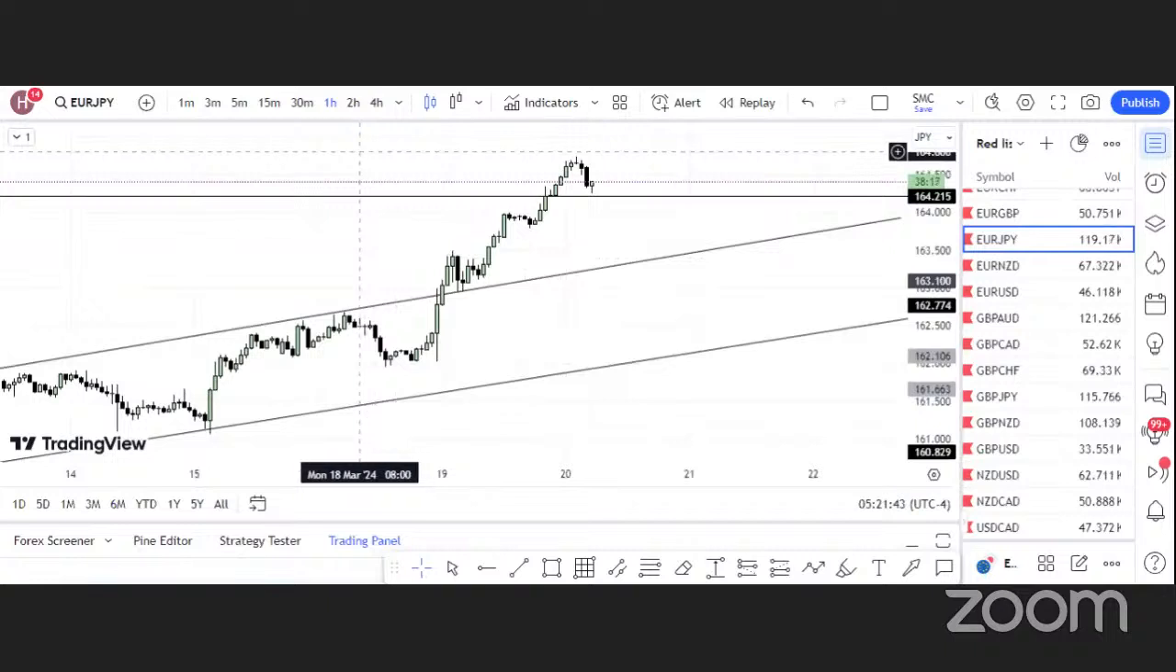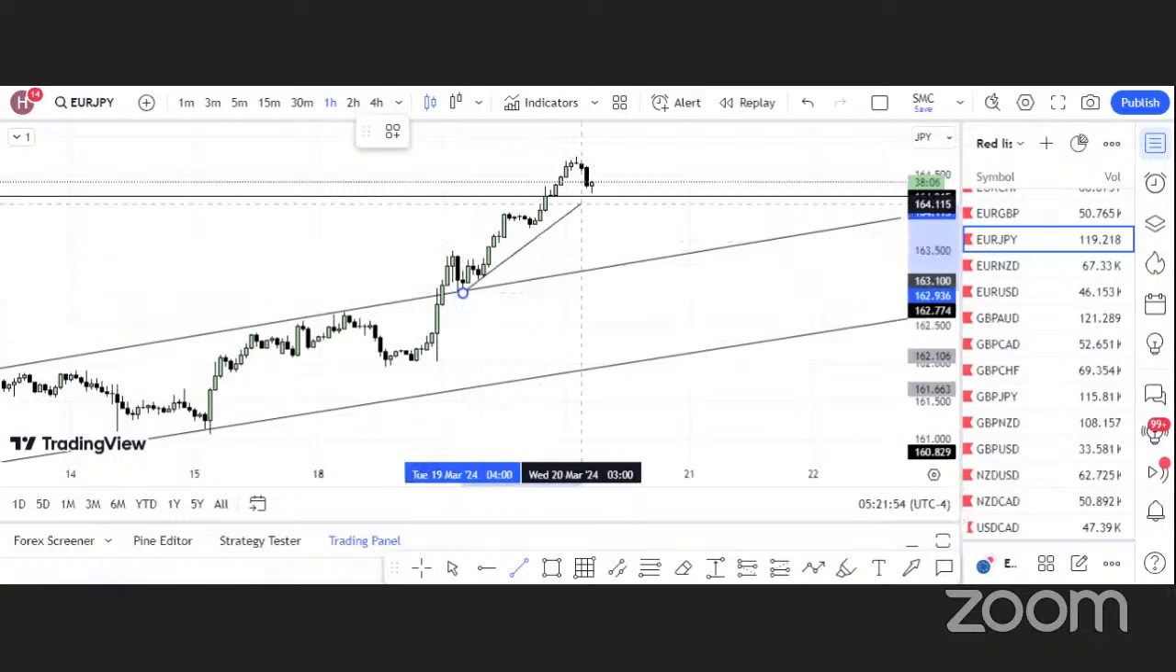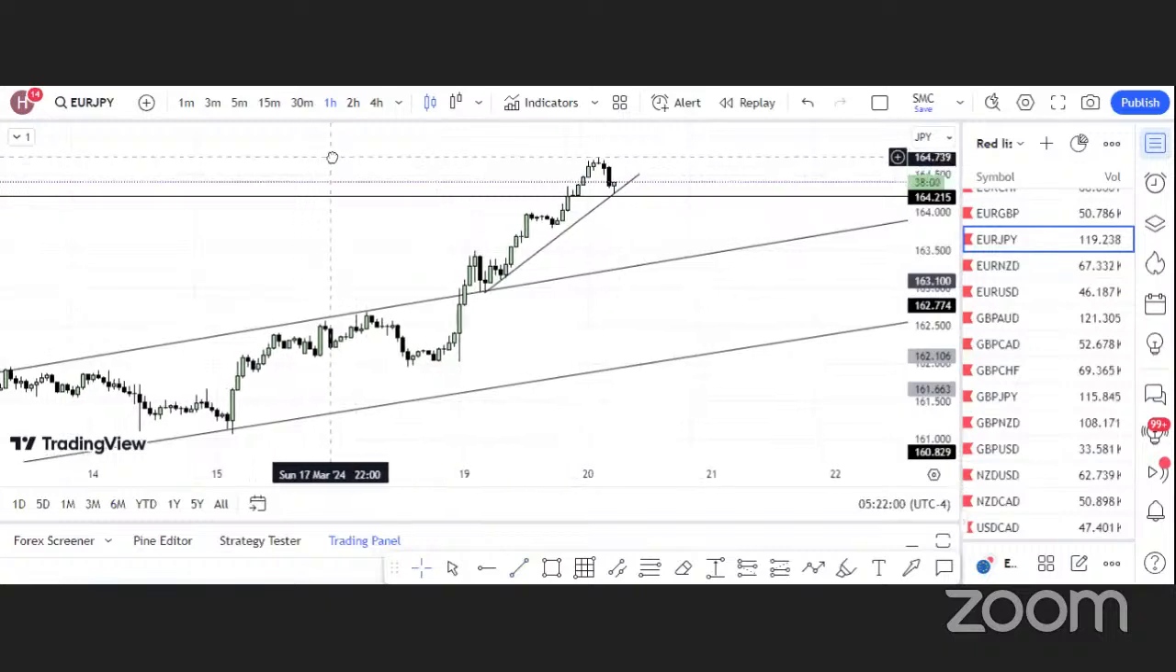So from our higher time frame analysis, the market will continue to go bullish. Though we have a point of interest where we can take our buy trade from, where we can continue with the trend.